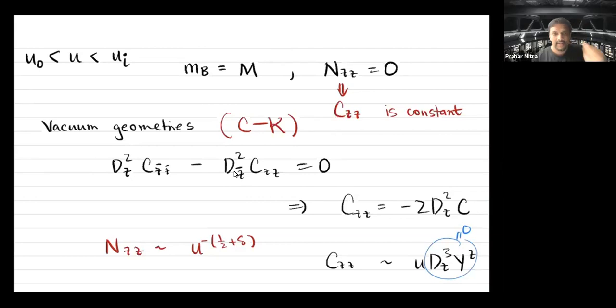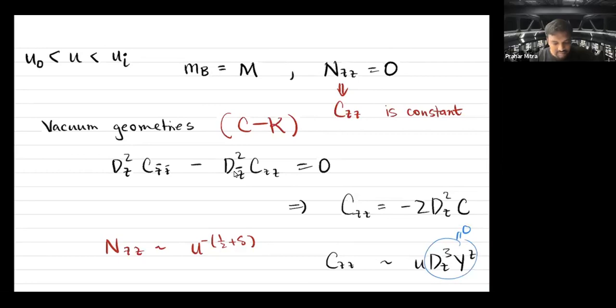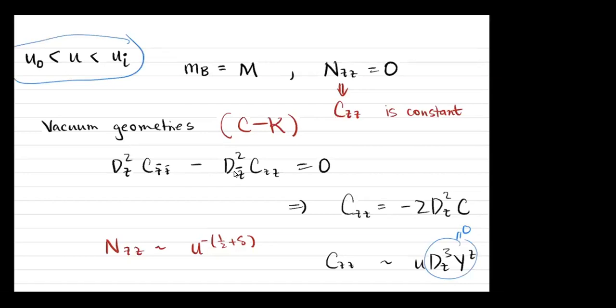Okay. Sorry, can I ask a question? Yes. So this condition that you write above, Bondi mass equal to m and N_zz equals 0, is for which region of space-time? That's for this region right here. I thought this is the radiative region.